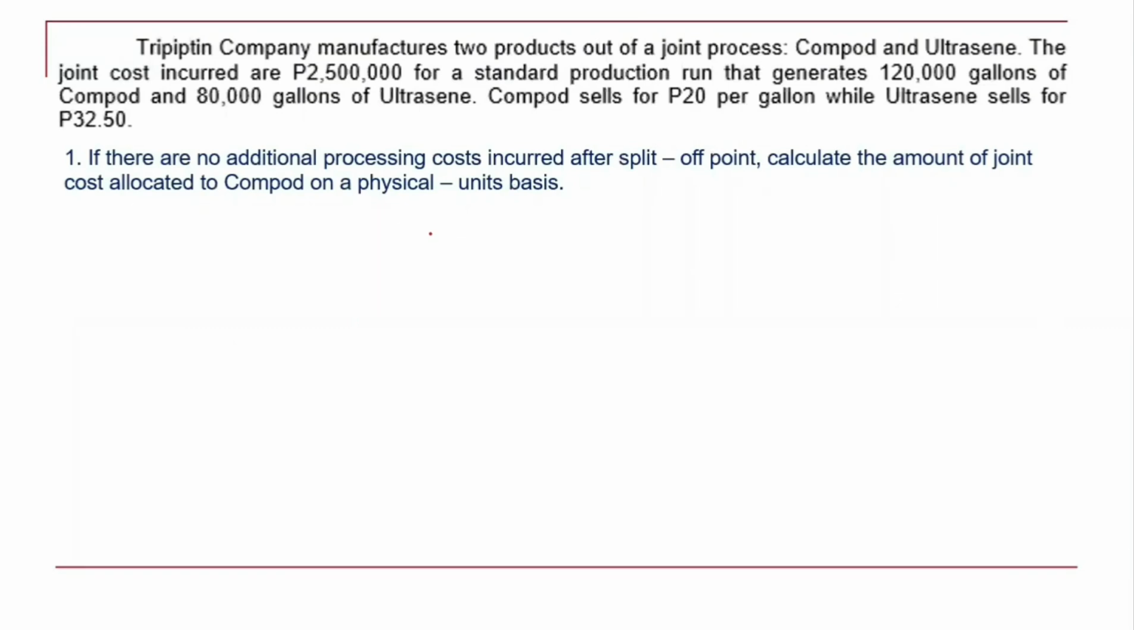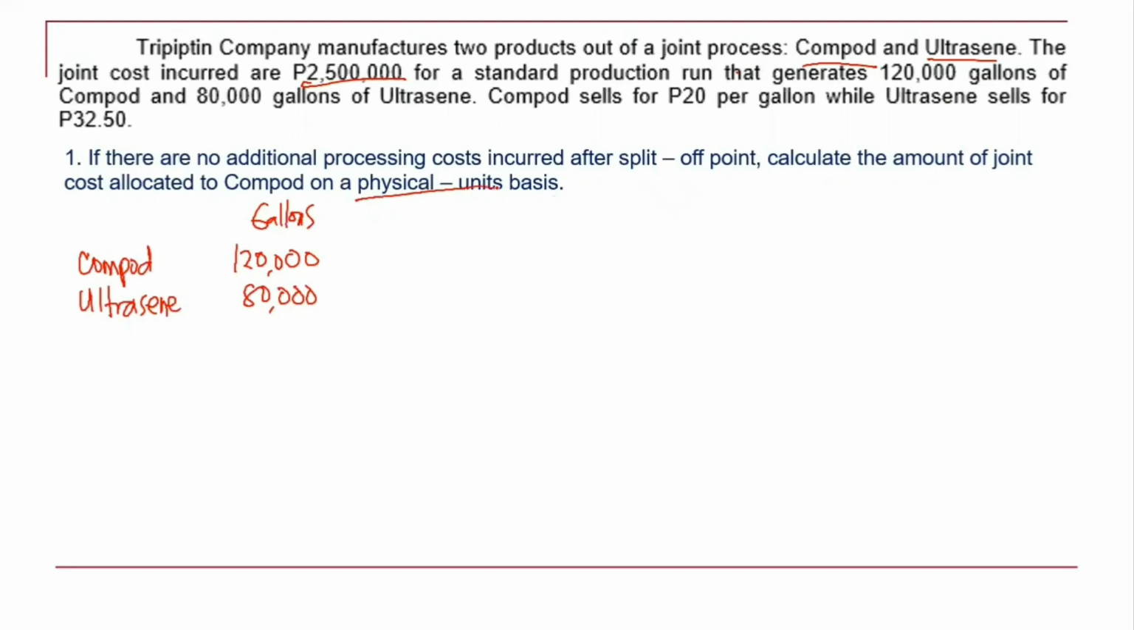Okay, now, 315 company manufactures 2 products out of a joint process, Compod and Ultrasin. The joint costs incurred are 2.5 million for a standard production run that generates 120,000 gallons of Compod and 80,000 gallons of Ultrasin. So, lagyan na po natin si Compod at Ultrasin. Ayan. And then, ilan po? 120,000 and 80,000 gallons. Compod sells for 20 pesos per gallon while Ultrasin sells for 32.5.